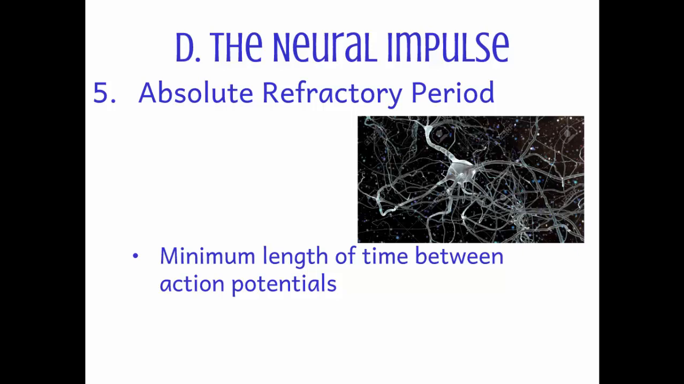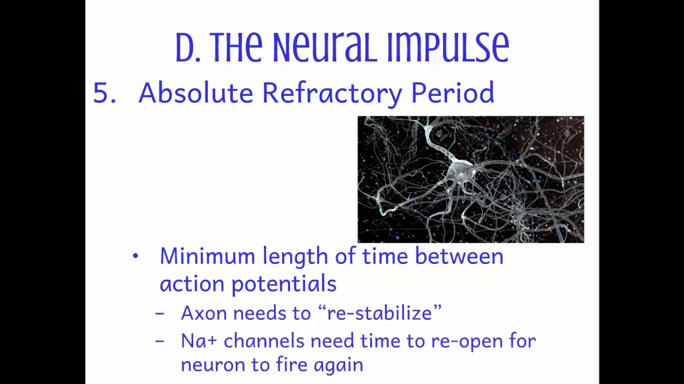So we're going to do something in class when you come back that I'm going to demonstrate the absolute refractory period to you. We're going to take a little field trip. But there is a gap of time. Once the neuron fires, it fires, but then it takes a little time to recharge, and it can't fire during that recharging time. It has this small little gap of time that it has to wait. So the axon needs to restabilize, and the sodium channels need to reopen for that neuron to fire again. So that's what's happening there, and I'll demonstrate that when you come back to class.